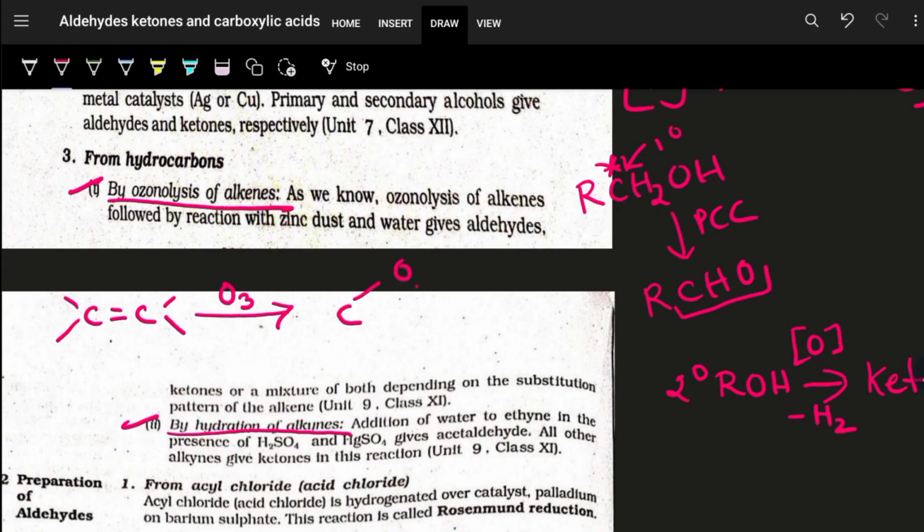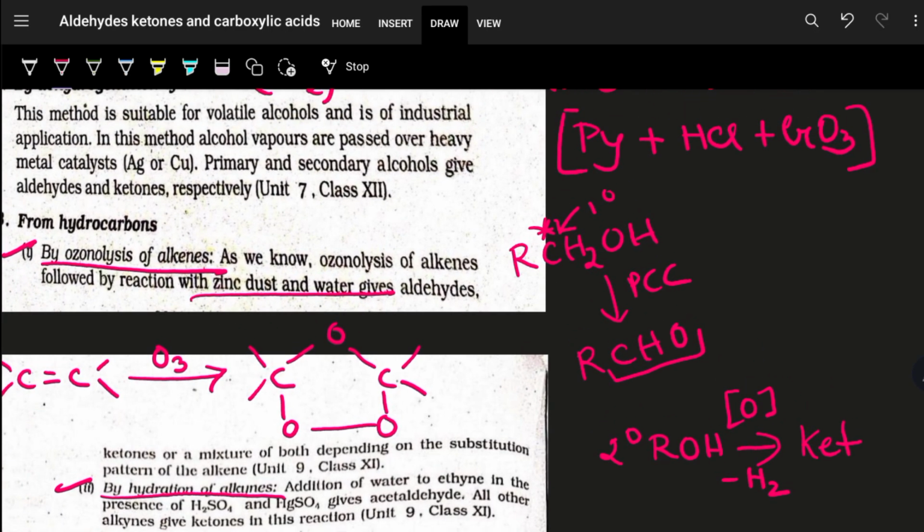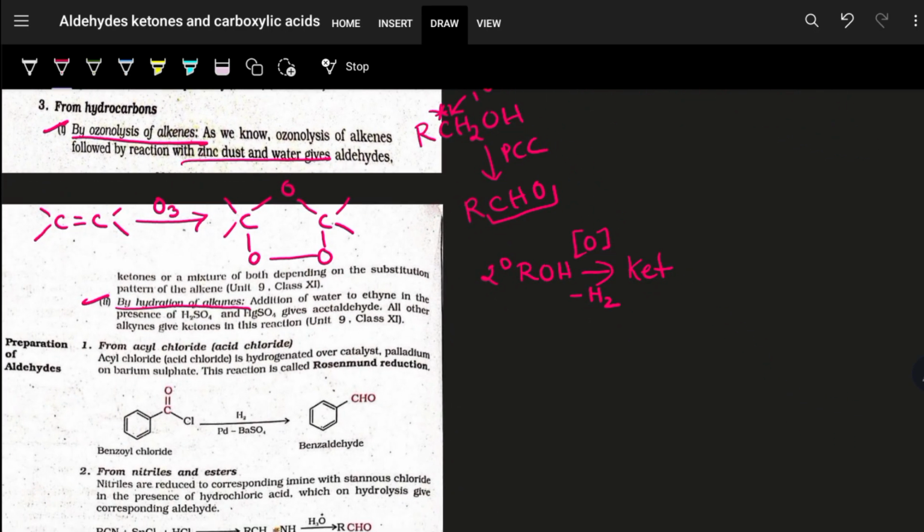triozonide. This is the triozonide intermediate, which again breaks down in presence of zinc dust and H2O. So hydrolysis with zinc dust, H2O, Zn/H2O. Then what happens? It breaks down. How does it break down? It breaks down in this manner, to form 2 moles of C double bonded O, which is a carbonyl.